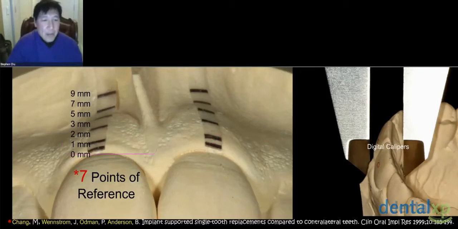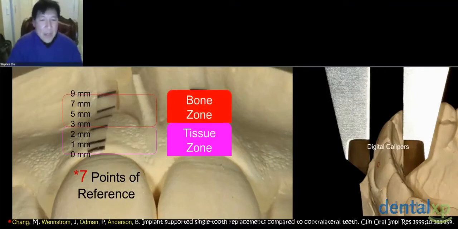From 0 to 3 millimeters, we call that the tissue zone again, meaning that the head of the implant was roughly placed 3 millimeters from the free gingival margin. And from 3 to 9 millimeters, we call that the bone zone. So again, we have this type of data to really look at it more carefully.